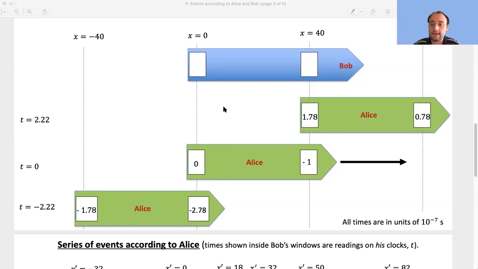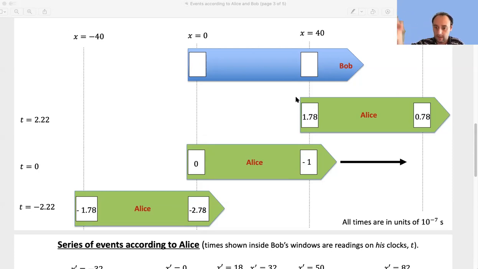So for example, Alice's back window first passes by Bob's back window and then by Bob's front window. So while 0.222 microseconds pass on all of Bob's clocks, her back window clock ticks off only 0.178 microseconds. That's the usual timing of her one moving clock.